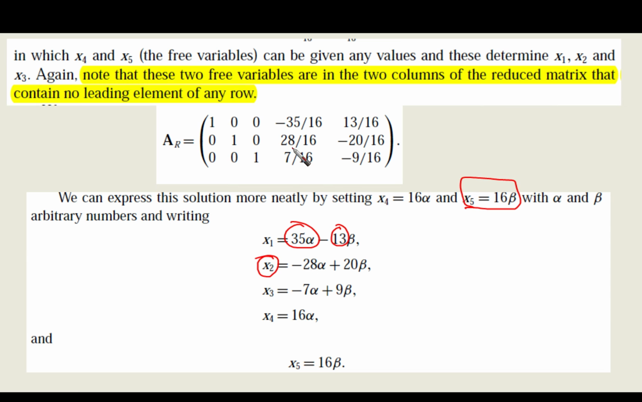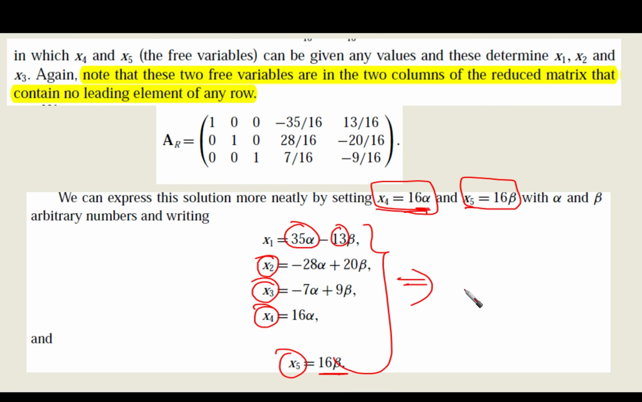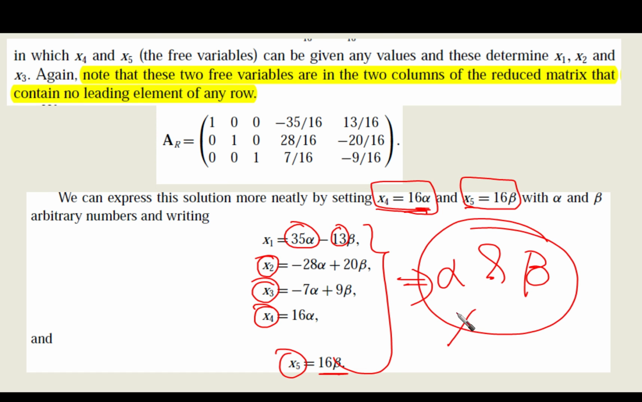x2 in a similar fashion is going to be 28 alpha plus 20 beta, where, as we said, x4 equals 16 alpha and x5 equals 16 beta. Similar x3. Now what is x4? It is our assumption, 16 alpha. What is x5? It is 16 beta. So all of them are functions of what? Alpha and beta. That's it. So these are the two variables that we can tell directly from the reduced matrix, which are related to x4 and x5.